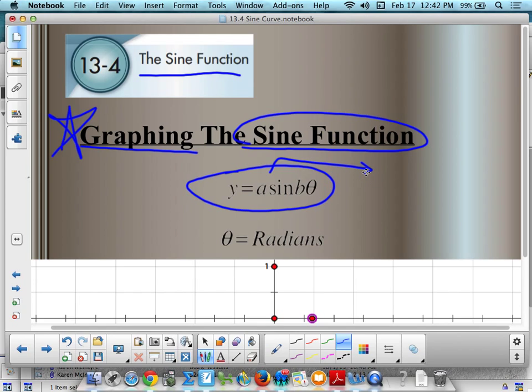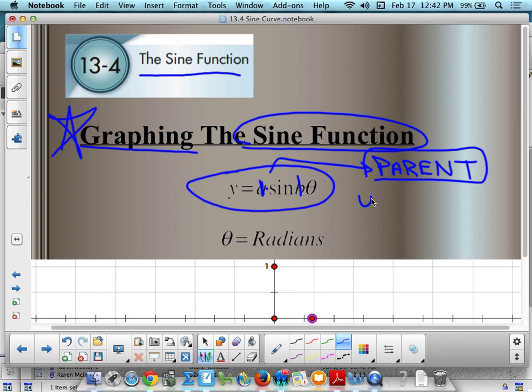See this A? We're going to make it 1. 1 times sine of, not B theta, I'm going to make it 1 theta. I'll make it 1 times sine times 1 theta. Guess what that's called? Parent. That's your parent. Remember the parent function? It's the most basic sine function I can give you.